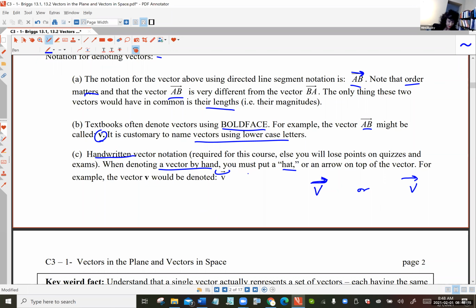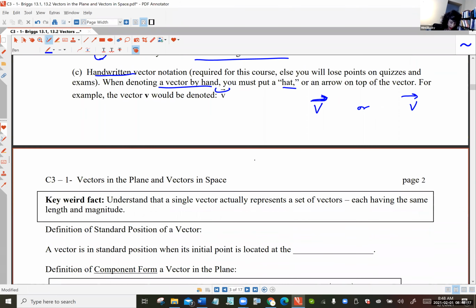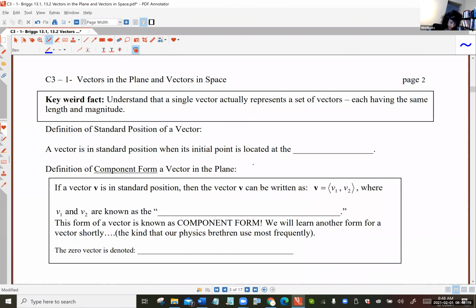So put an arrow. Okay, let's move on. Key weird fact. It's not that weird, but a lot of students lose sight of it. Anytime you see a vector, a picture of one, or somebody's talking about one, it actually represents a whole infinite set of vectors. All the vectors that have the same length and magnitude, and I should put direction, okay?